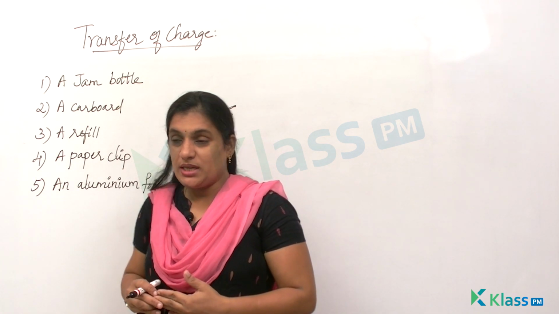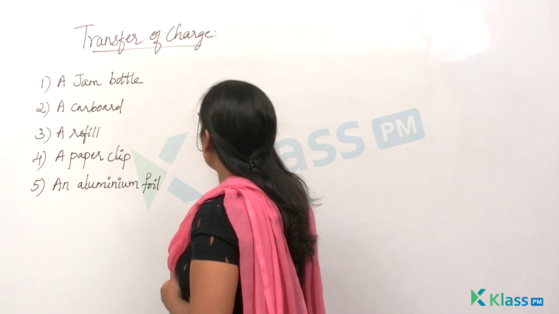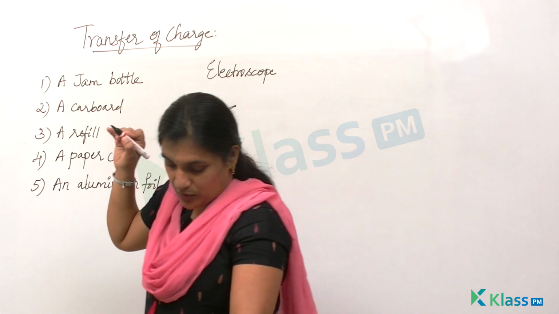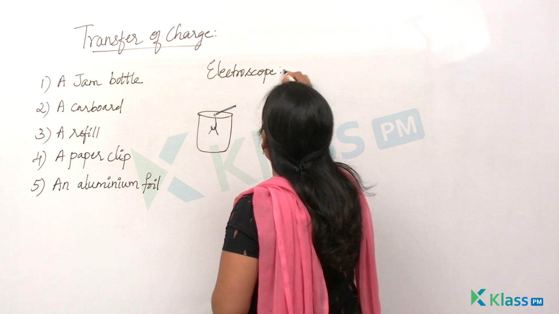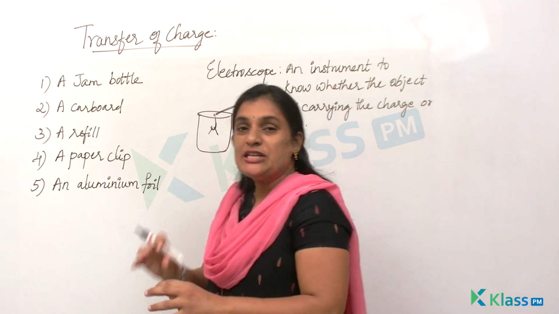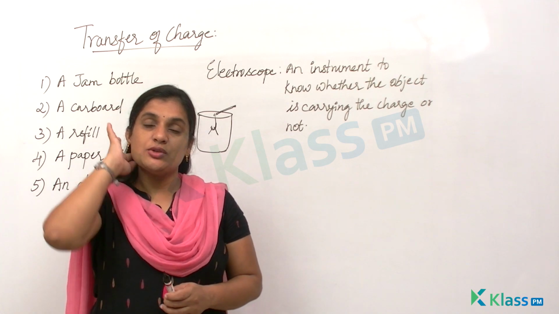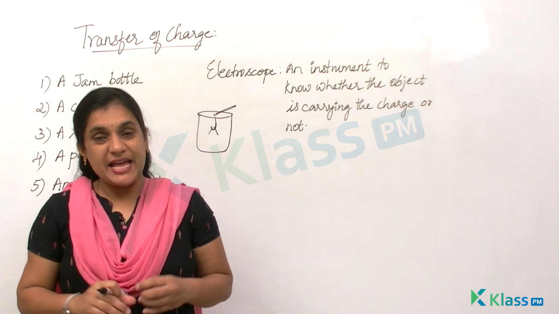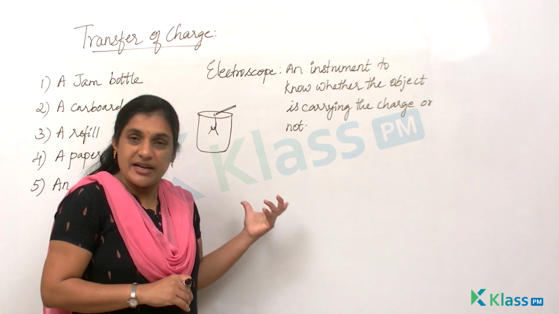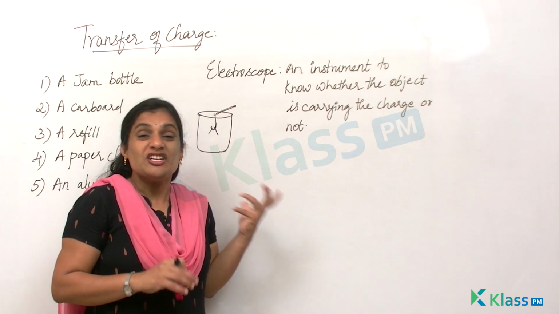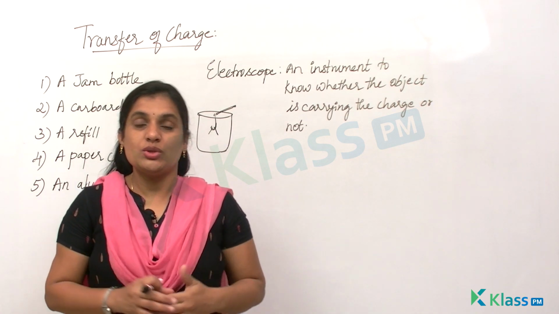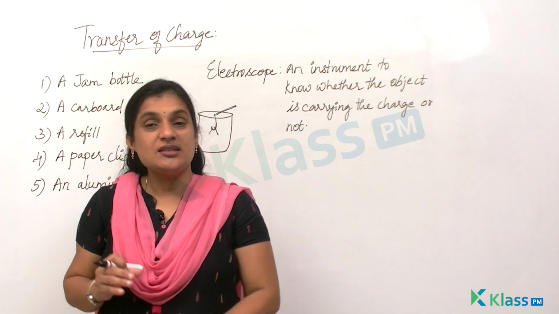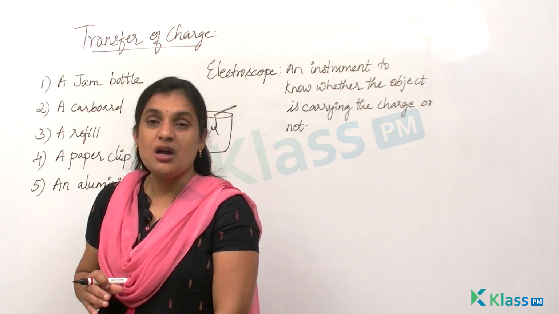So this is said to be an electroscope. What is this instrument said to be? Electroscope, which is an instrument used to know whether an object is carrying a charge or not. So from this activity, you might have understood that charge can be transferred from one object to the other object.